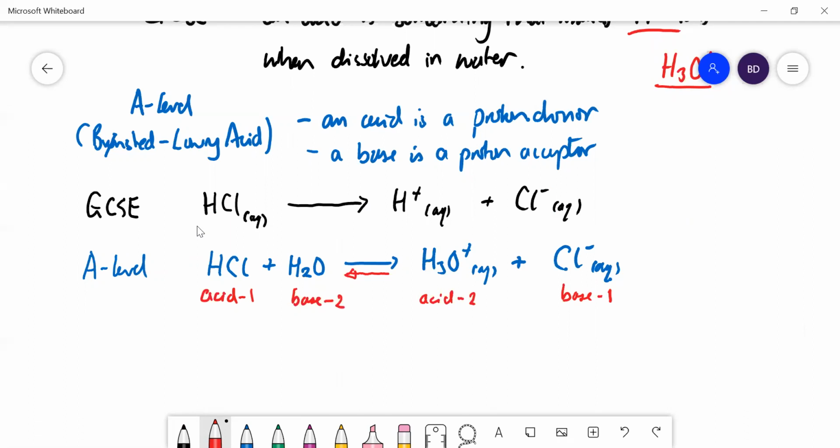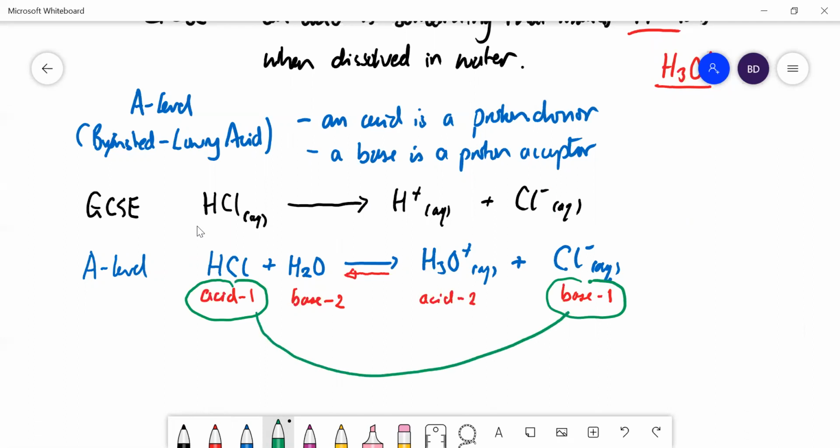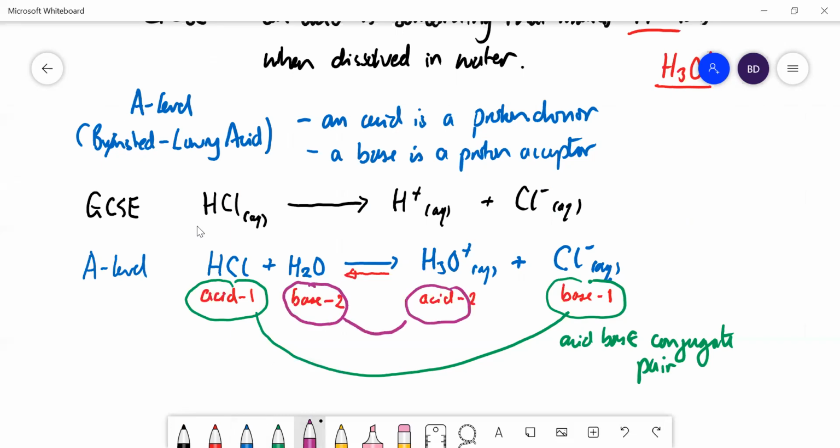These two things, acid 1 and base 1, are called an acid-base conjugate pair. And there's another acid-base conjugate pair here, these two. The water and the H3O plus are an acid-base conjugate pair as well.